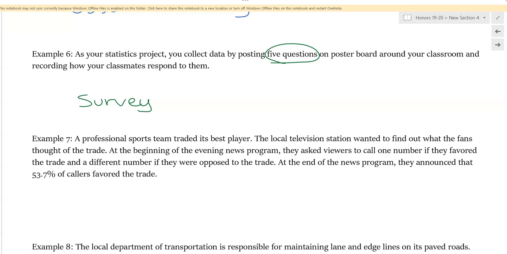Example 7. A professional sports team traded its best player. The local television station wanted to find out what the fans thought of the trade. At the beginning of the evening news program, they asked viewers to call one number if they favored the trade and a different number if they were opposed to the trade. At the end of the news program, they announced that 53.7% of callers favored the trade. They asked. Survey. All right, most times, as soon as you're asking something, right, it's a survey.